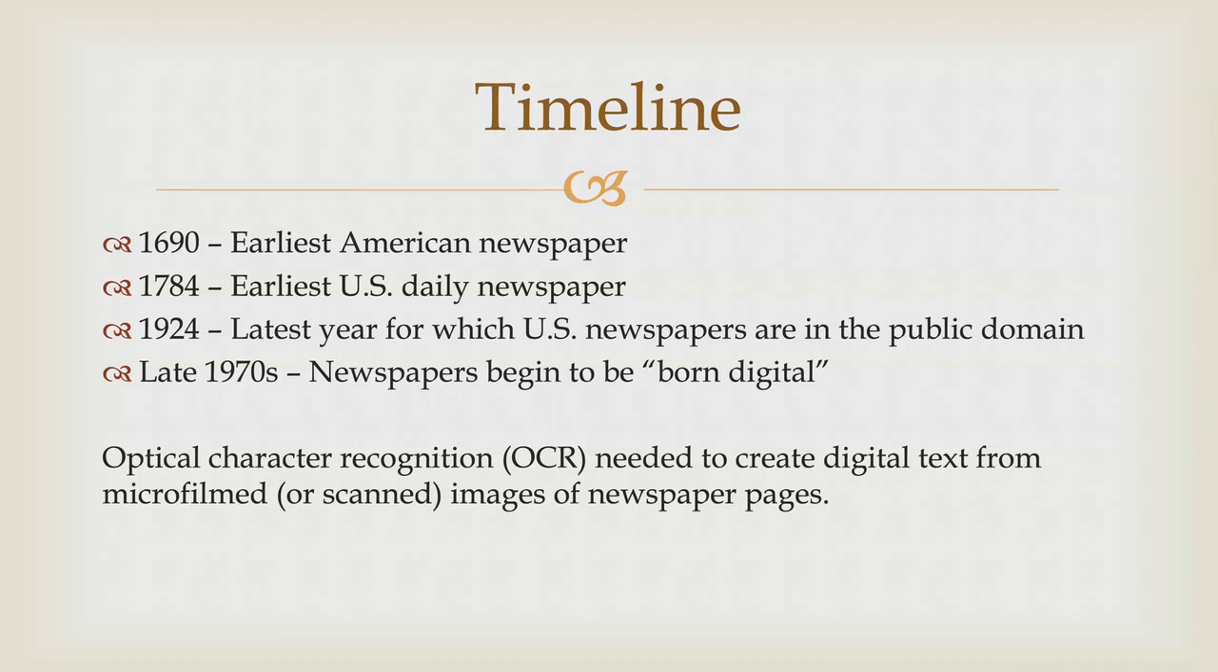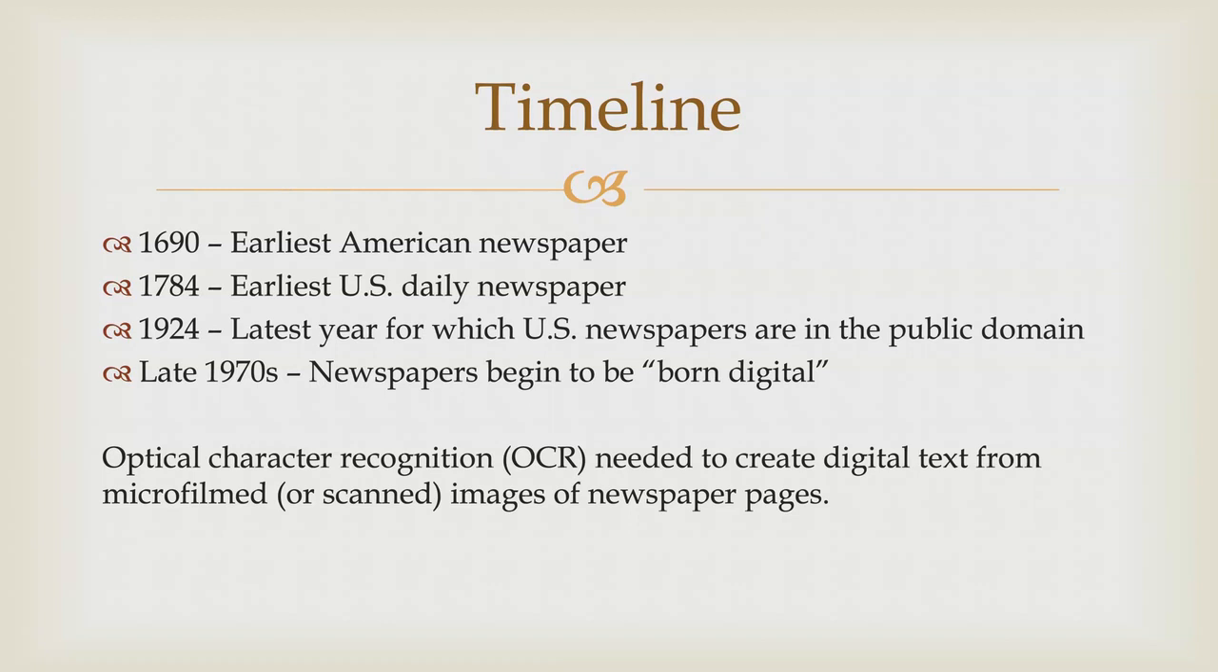Once we get into the 1970s and the era of computer systems, we start to see newspapers being born digital. That means that the reporters and the other individuals who worked for the newspapers were now, instead of using typewriters or some other kind of equipment, using computer systems to enter the information. And this became more and more prevalent as we got into the 1980s and the 1990s. Then even smaller newspapers could afford to use computer technology.